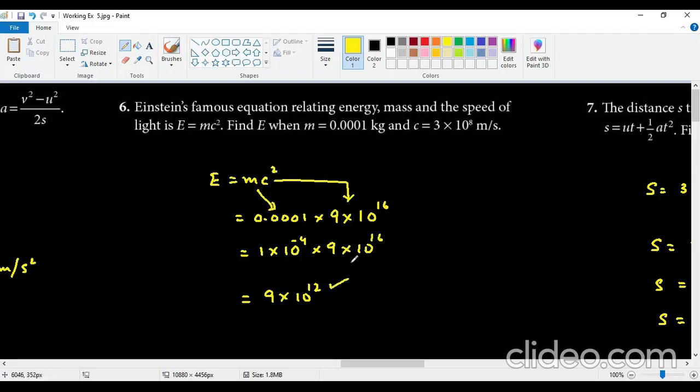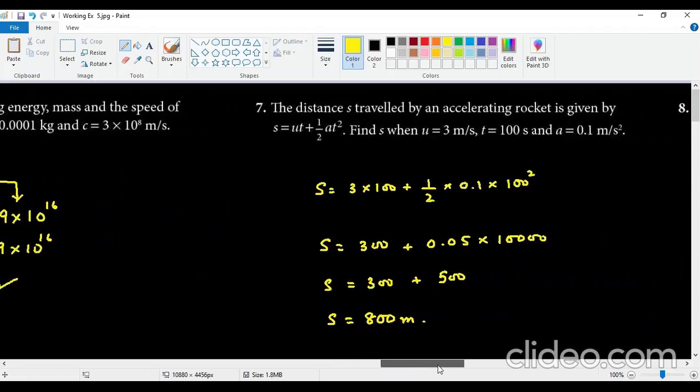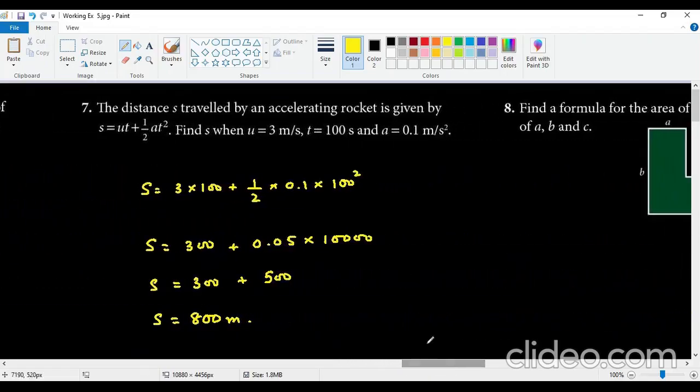Now, the distance s traveled by an accelerating rocket is given by the formula which is given over here. s is equal to ut plus half at squared. Now, the value of u is given as 3. This one is 3. And time is given as 100, half, and 0.1. When 0.1 is multiplied by half, this is going to give you 0.05.